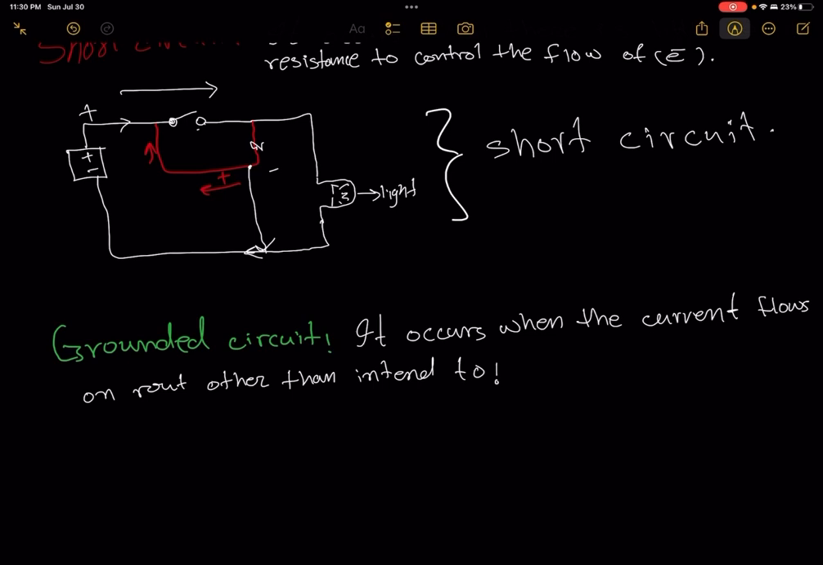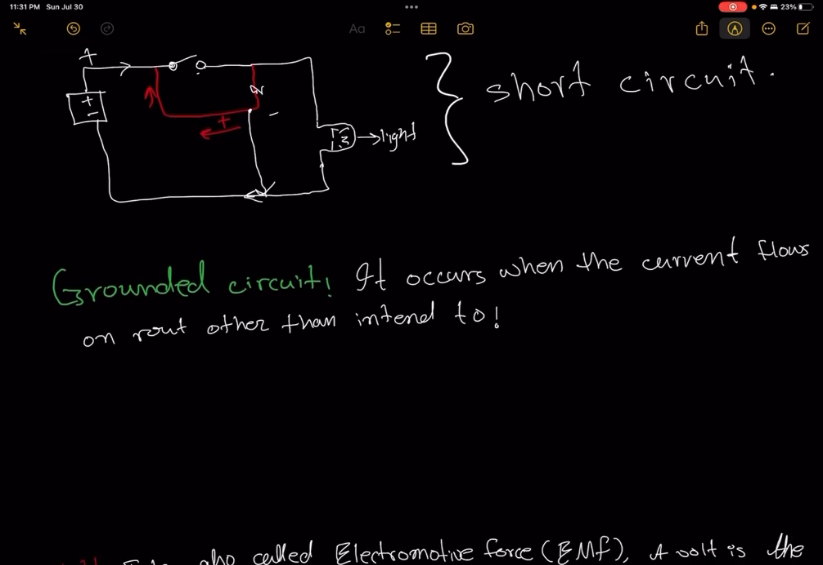Now let's talk about the ground circuit. What is a ground circuit? A ground circuit occurs when the current flows on a route other than intended. What does that mean? For example, we usually use power for the AC. If you're wiring a 3-prong switch, 120 volt AC, and we have a neutral, this will be plus and this will be negative.